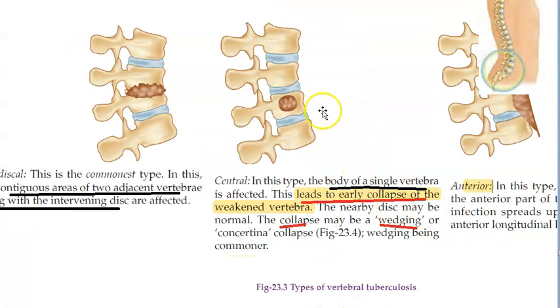Now let's go to the second type. The second type is central, okay. Now central, are you seeing here? This is the central.